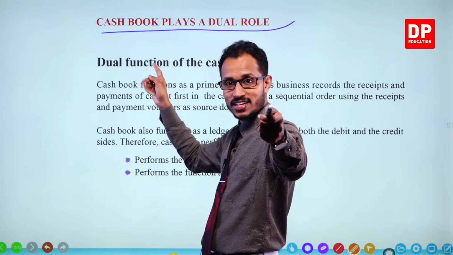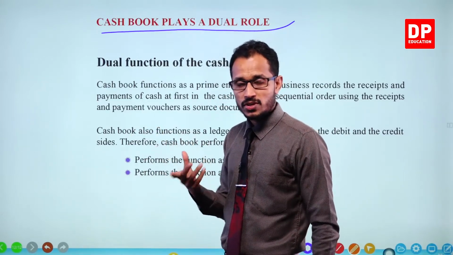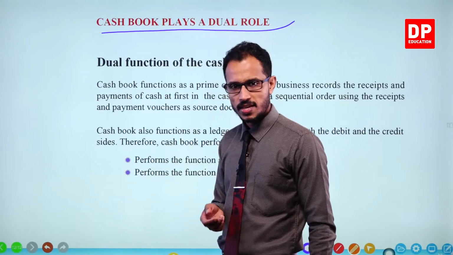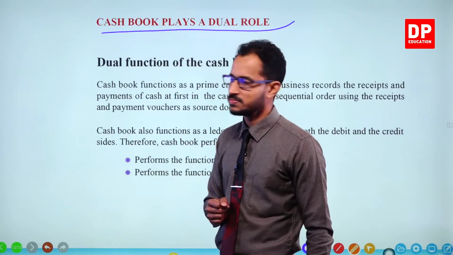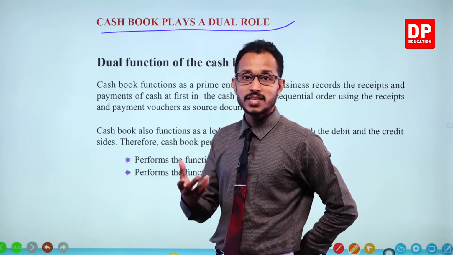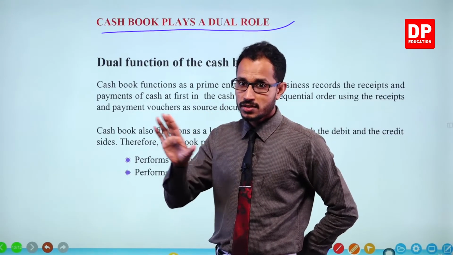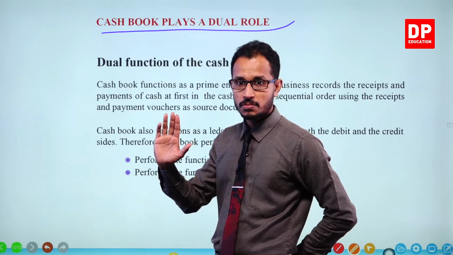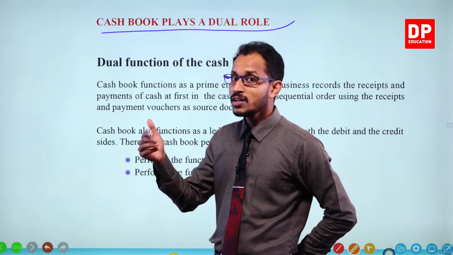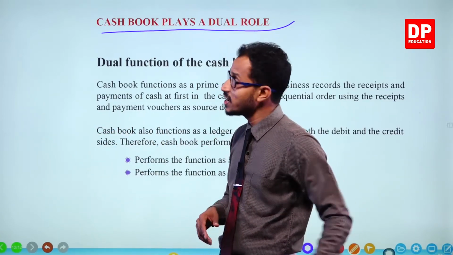I told you very clearly when we started the cash book lesson, children, I told you, for now you think of the cash book as a prime entry book. And with that sentence, I added something else. I said, for now. And I said, you're going to learn something more when you go on. This is that.